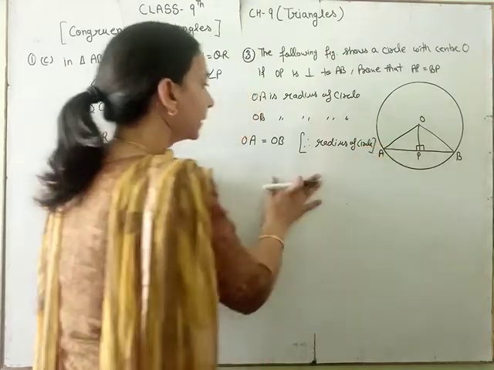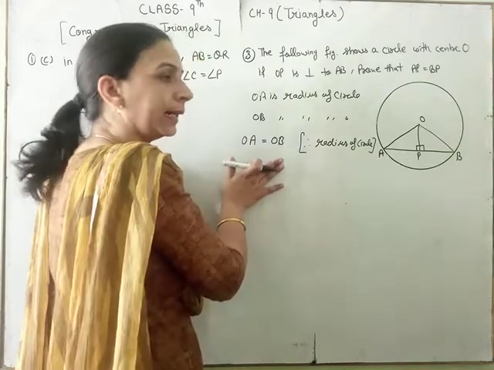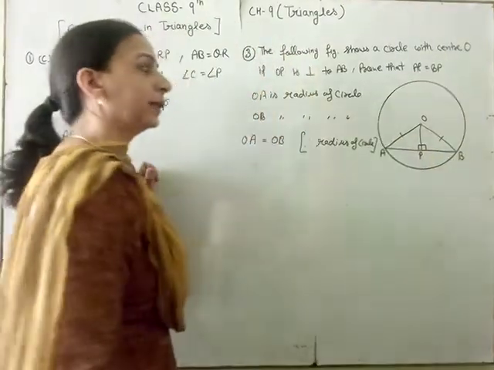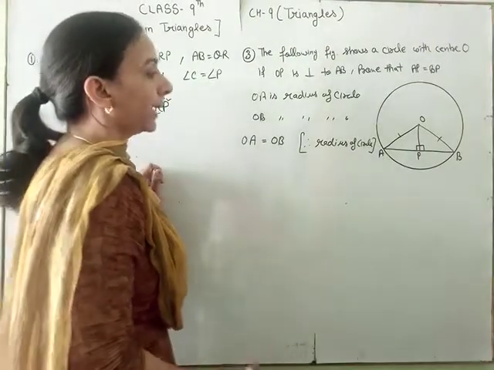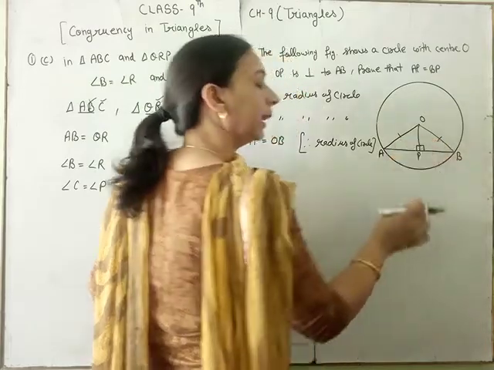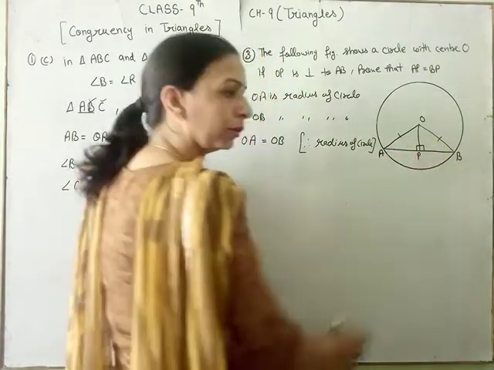Okay student, first condition satisfied, OA equal to OB, and these are the radius of a circle. So AB equal to OA equal to OB. Next, there are two triangles. We have to show that these two triangles are congruent. Then by CPCTC we show that AP equal to BP.